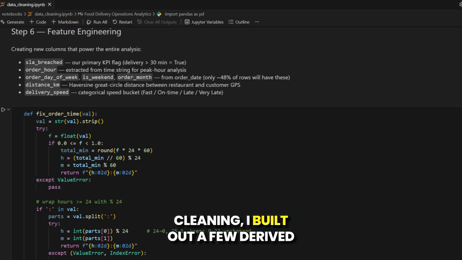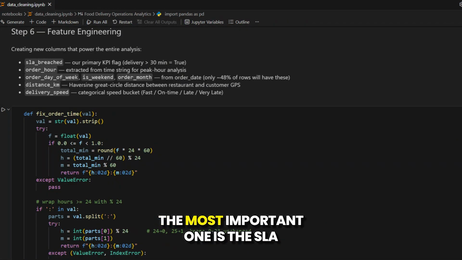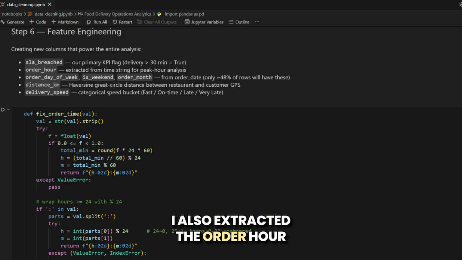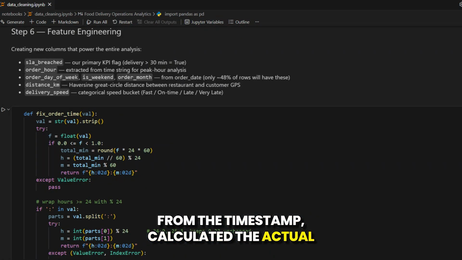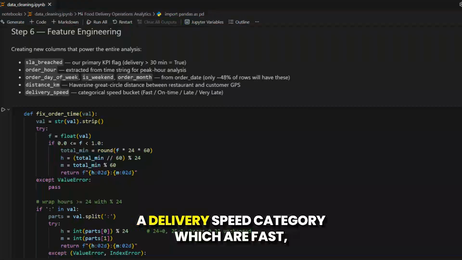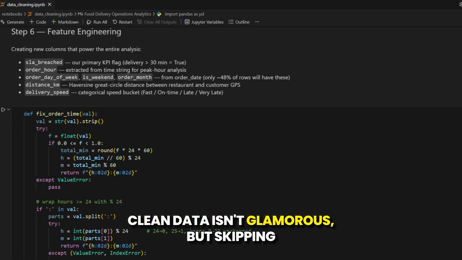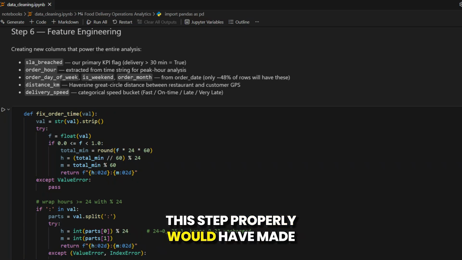After cleaning, I built out a few derived columns that power the entire analysis downstream. The most important one is the SLA breach flag, a simple true-false column that marks whether a delivery exceeded the 30-minute threshold or not. I also extracted the order hour from the timestamp, calculated the actual delivery duration, and created a delivery speed category, which are fast, on time, late, or very late. These engineered features are what make the SQL and dashboard work. Clean data isn't glamorous, but skipping this step properly would have made every finding after it unreliable.